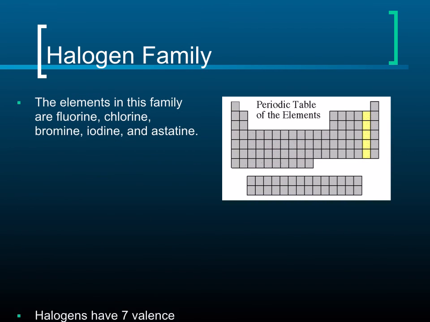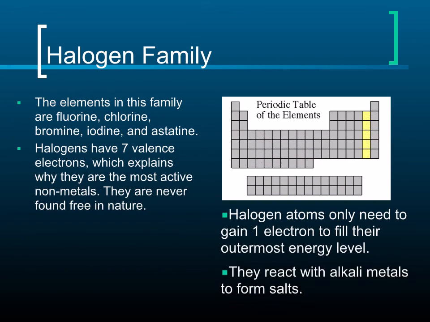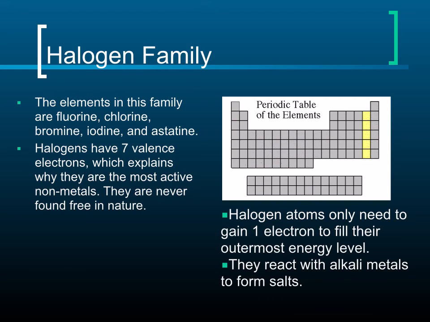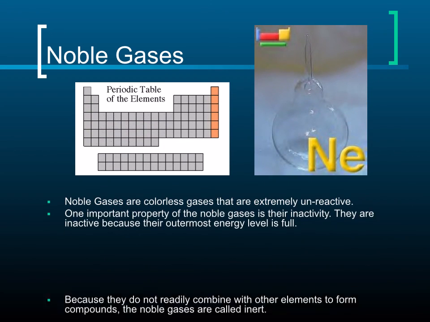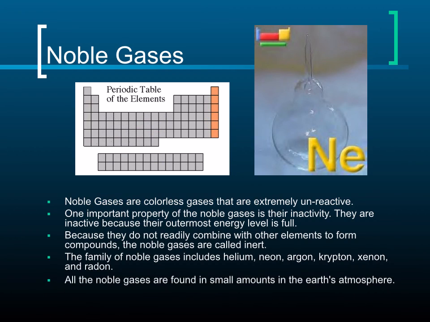The halogen family, everything in here is also a nonmetal. It's the second to last group, group 7A. So they have 7 valence electrons. Halogen atoms only need 1 electron to fill their outermost energy level, so they react with alkali metals because alkali metals have 1 electron to lose. And the last group, these are completely unreactive, and they're your noble gases. They're colorless. They do not react at all because they have 8 valence electrons. So their outermost energy level is completely full. So they're not going to combine with anything.